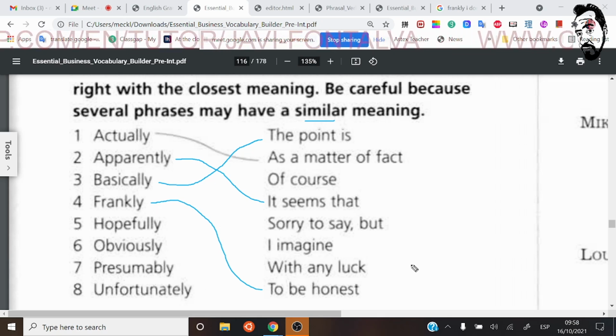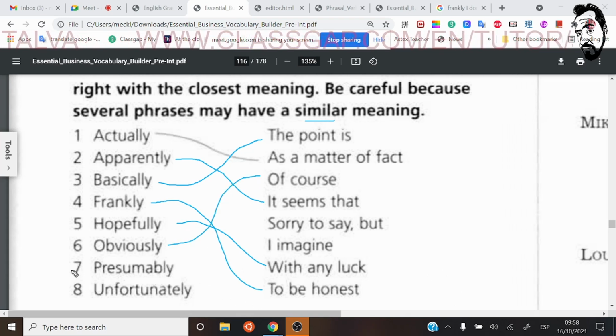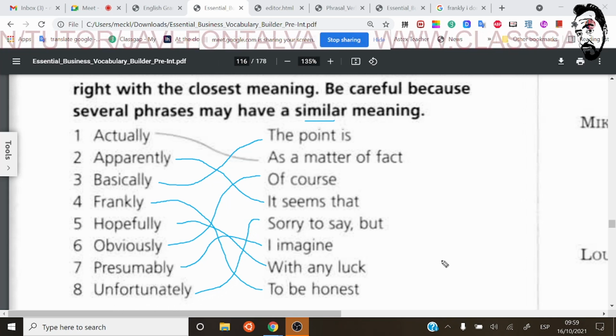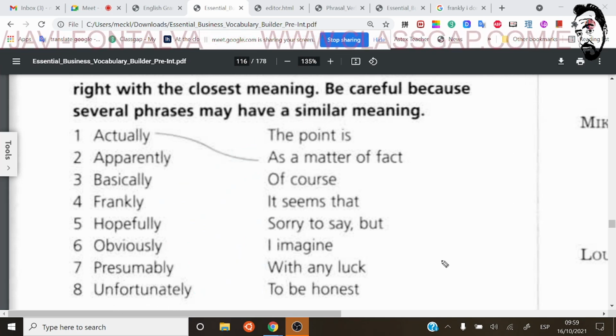Fine. Hopefully. With any luck. Obviously. Of course. Presumably. Sorry to say, but I imagine. So, imagino, presumo, presumably. Okay, unfortunately. Sorry to say, but. Very easy. Okay, I'm gonna stop recording.